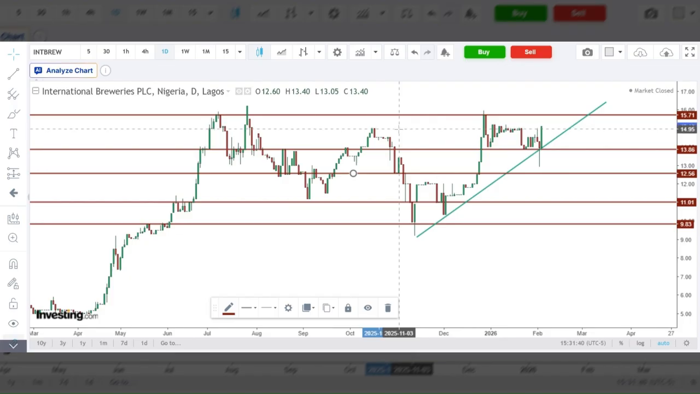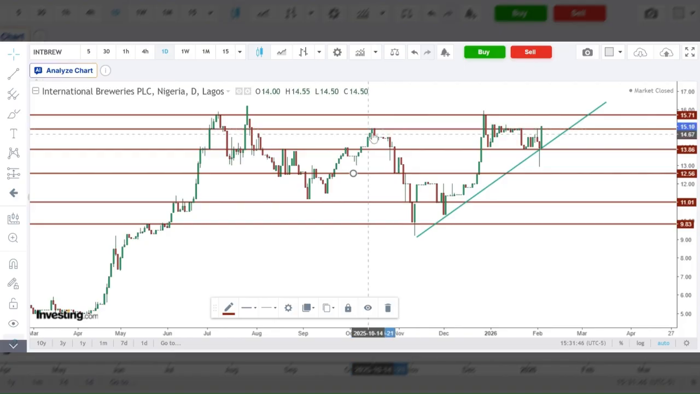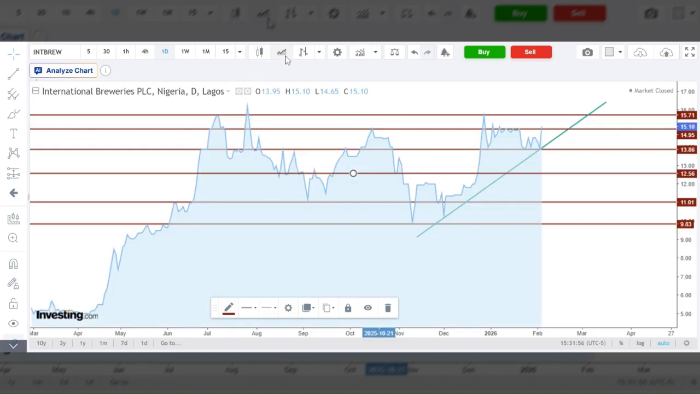Yes, there was. As you can see, this place, let me put the line here, touched here, also touched and resisted. So this is another very good support and resistance line. Let's check our area. You can see it agrees to the line I just put here. So let's continue.